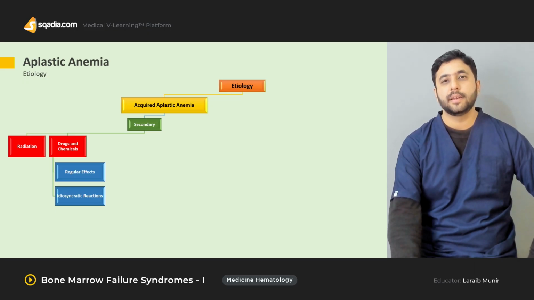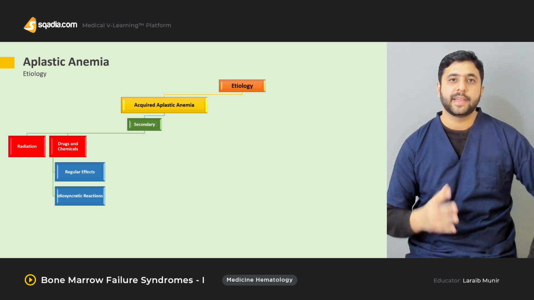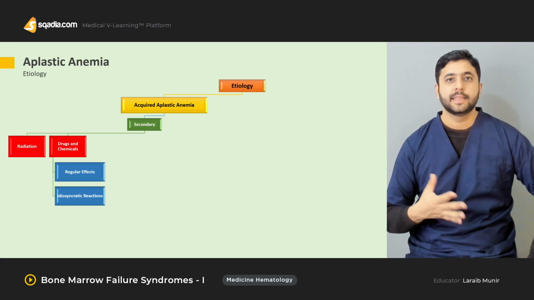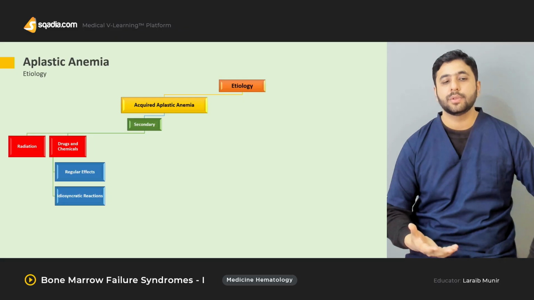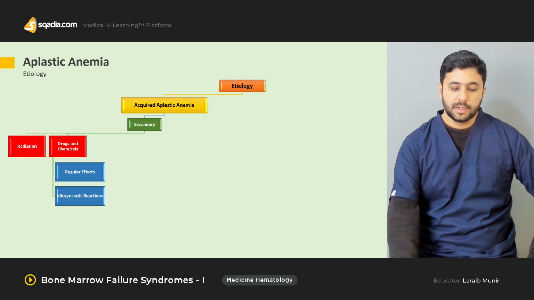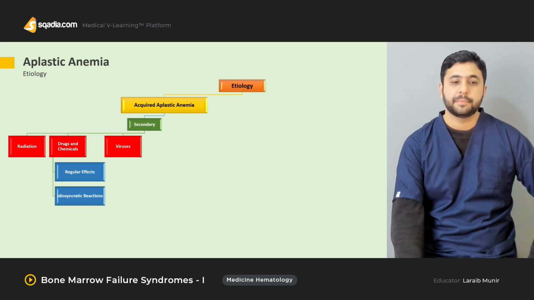Benzene was historically used in various types of industries as a solvent, and in various studies it has been established that benzene exposure is related to the development of aplastic anemias over a period of years. So benzene is an important chemical to keep in mind when we are talking about the different types of chemicals causing aplastic anemia.